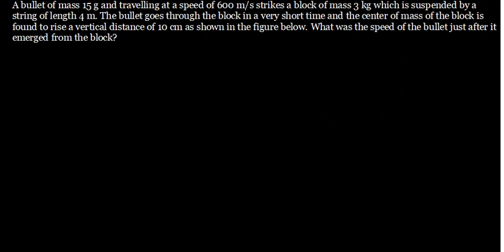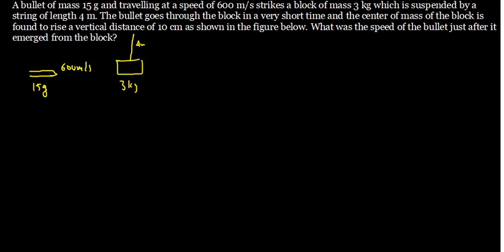Okay. Now also have this one. A bullet of mass 15 grams and traveling at a speed of 600 meters per second strikes a block of mass 3 kg which is suspended by a string. We can make a sketch of that. So we have got a string somewhere here and then a block here. A block of 3 kg suspended by a string of length 4 meters.